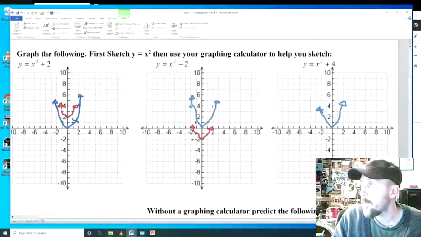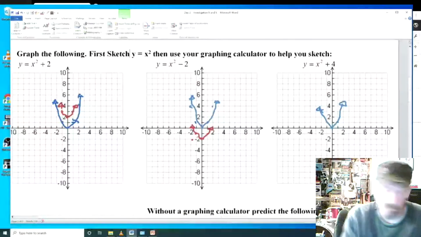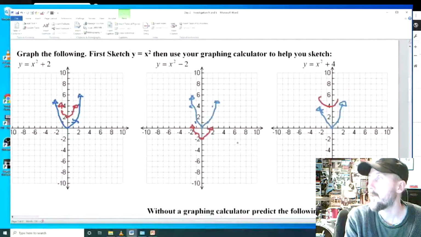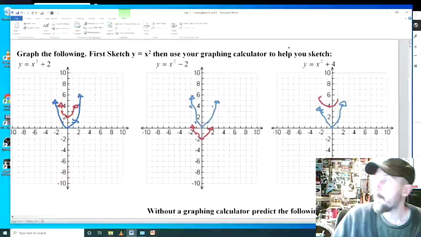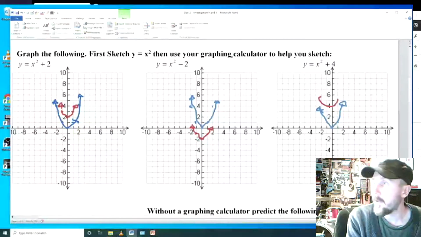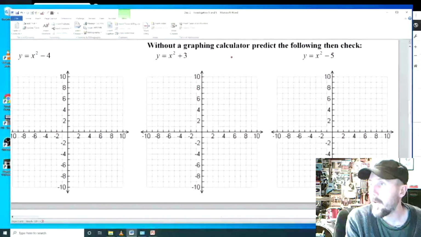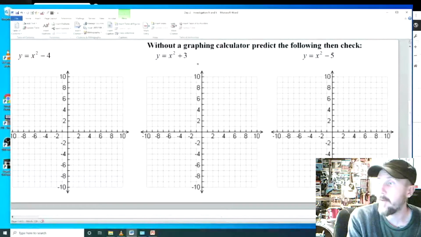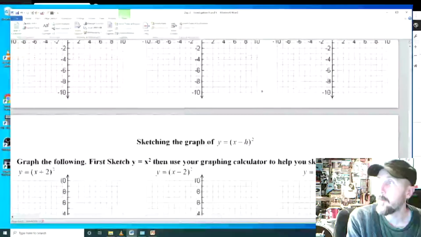Same with here. We move everything up 4, so that it would just be right up here. A nice U. I'm going to just try and freehand it. Ooh, something like that. Okay. Now, it's got a couple more here that you can try, even without a graphing calculator. Predict: take y equals x squared, move it down 4. Take y equals x squared, move it up 3. Take y equals x squared, move it down 5.